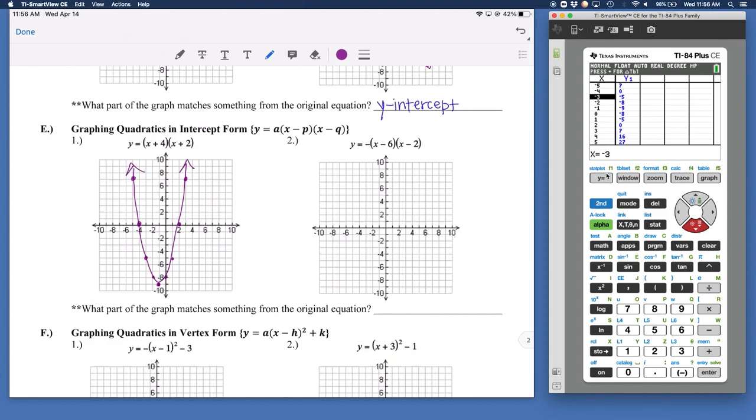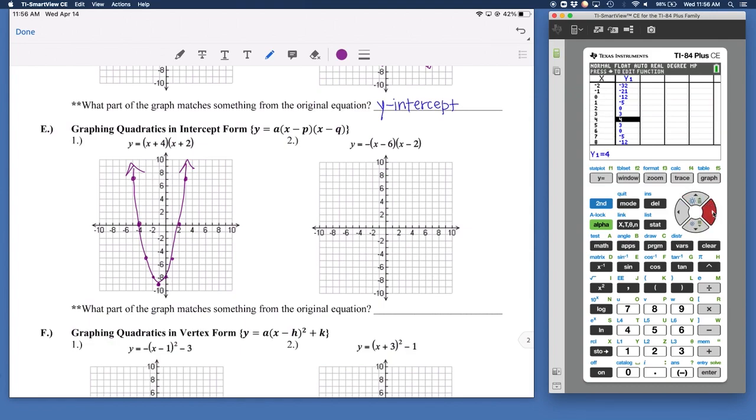Okay, do it one more time with this next equation. We got negative x minus 6 times x minus 2. And I'm just going to skip to the graph here, this table of values. So those look too big, so I'm going to scroll down a little bit. These ones look more reasonable.